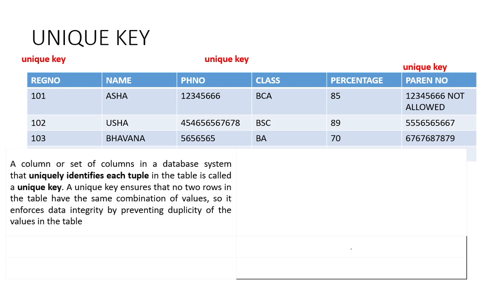So when a unique key is given and if I try to repeat a value, it will not allow it. See this number, now check the second one, this 102 and this phone number are unique, so it is allowed. Now 103, this and this. These are unique, so it will allow. Okay.